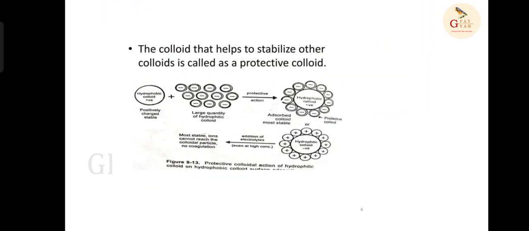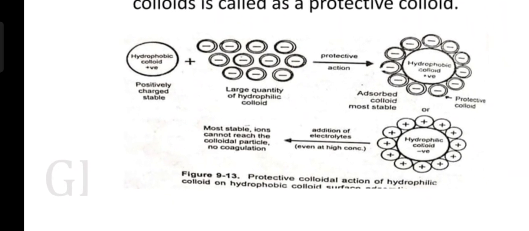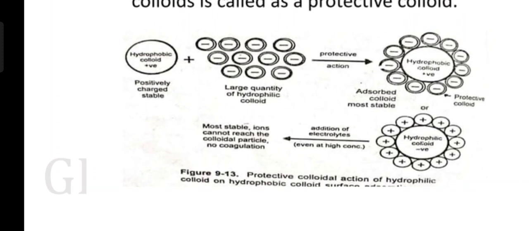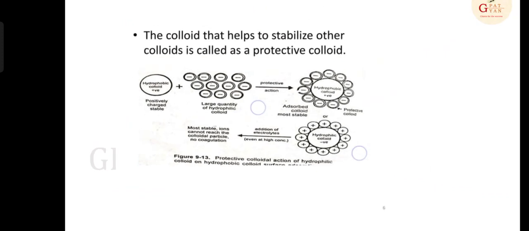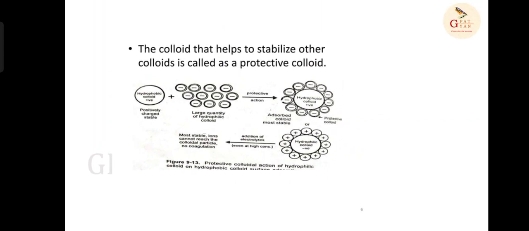Like you can see in the picture, there are some positively charged stable hydrophobic colloids. We have added a large quantity of hydrophilic colloid. After that, obviously at the interface of these positive hydrophobic colloids, the negative charge gathers, and after the addition of the electrolyte, they will not precipitate, rather they will redisperse properly, and more stability can be observed. So protection is the reverse case of sensitization. Here, after adding a large quantity of hydrophilic colloid, we can stabilize the hydrophobic colloid. Okay, so that is all about protection. Hopefully you have got my point.